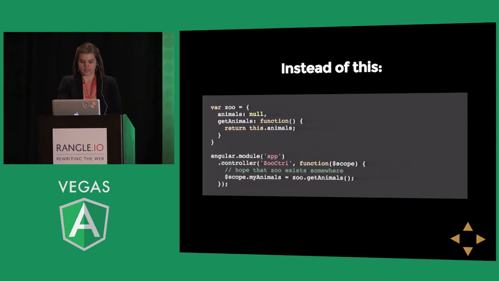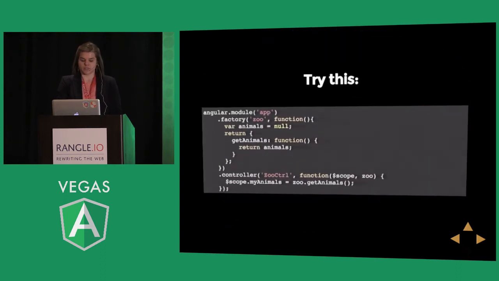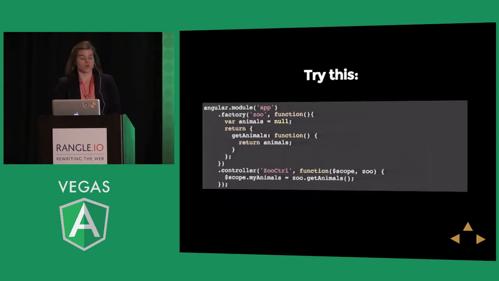So instead, we do the same thing and we wrap it in a service, or a factory. Same kind of deal depending on what your current needs are. Now I can inject that in the same way we injected moment, and I know it's there in my controller, and again, it's more testable, because now we can mock it out.